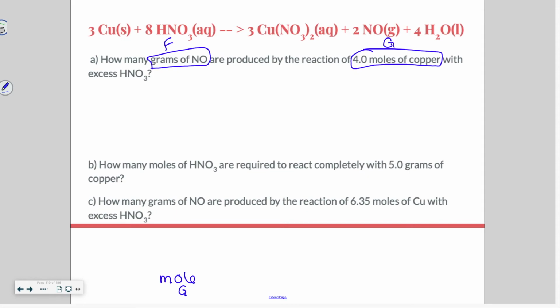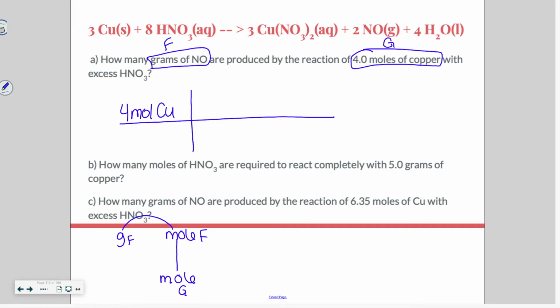So we started at moles of given. I need to go to moles of find. And then once I get there, I'm going to grams of find. So now, you can jump on the train anywhere and get off wherever you need to get off. All right? So let's write what we're given. 4 moles of copper. And I need to get what? Moles of NO so that I can find the grams, right? Jack, that's where you said we just need to get from moles to moles. So that's using our what? Look at your chart.